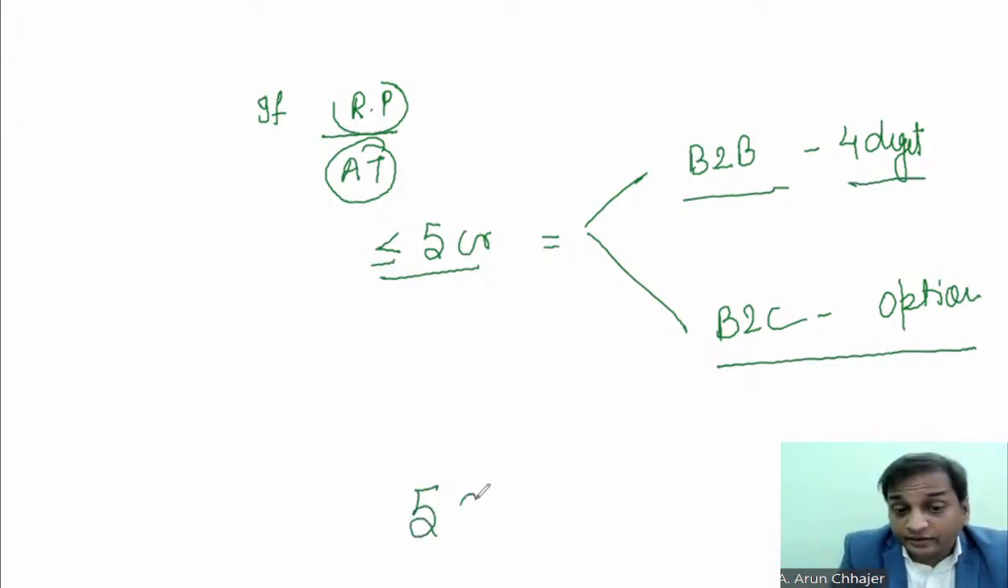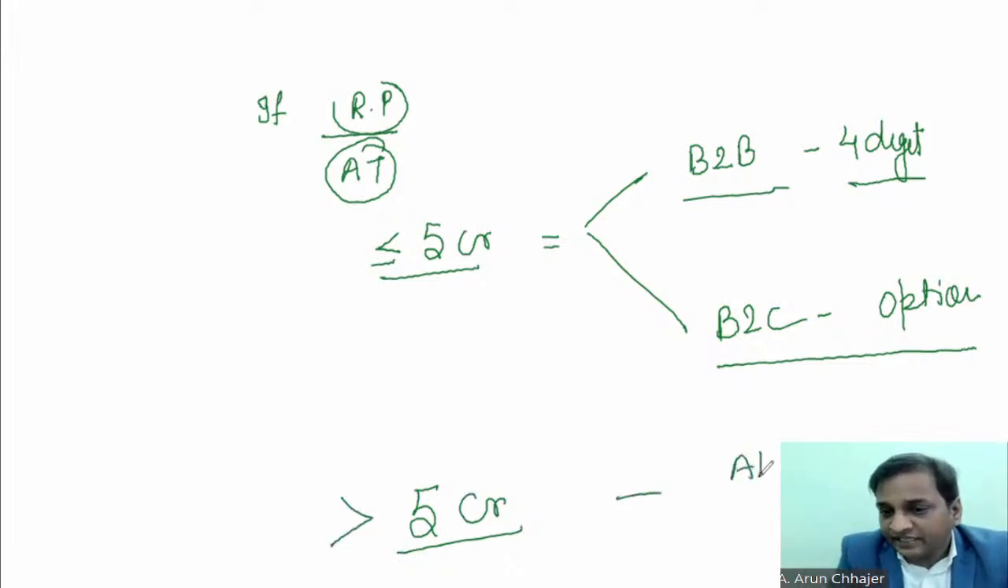If the registered person has aggregate turnover greater than 5 crore, then in every case, he has to mention 6-digit, whether it is B2B or B2C.